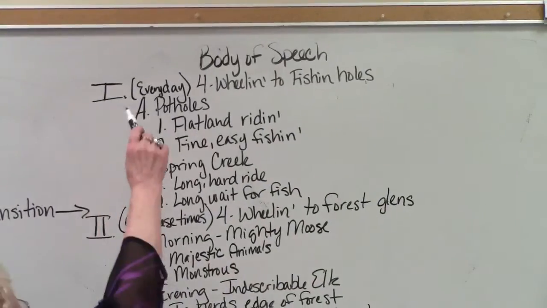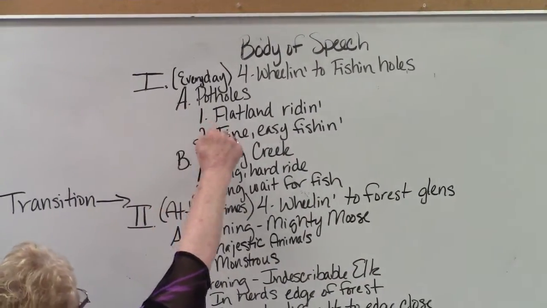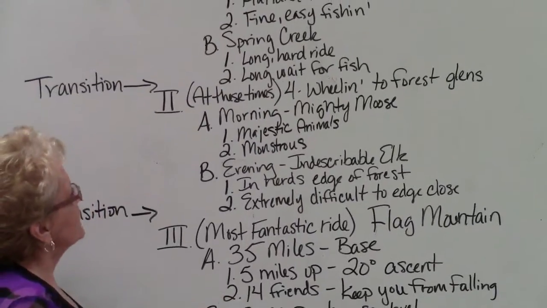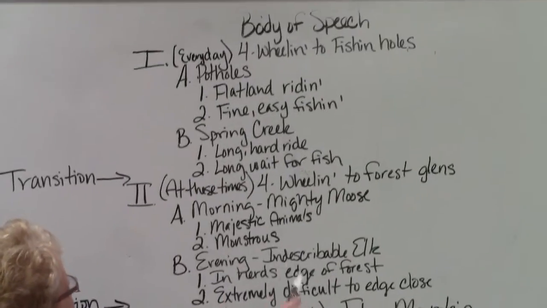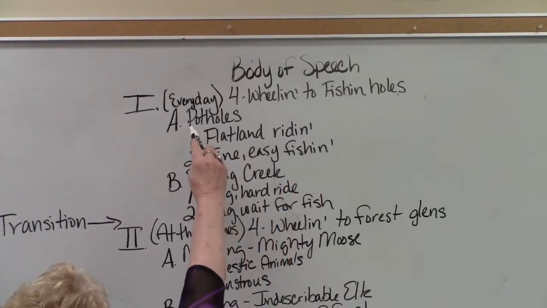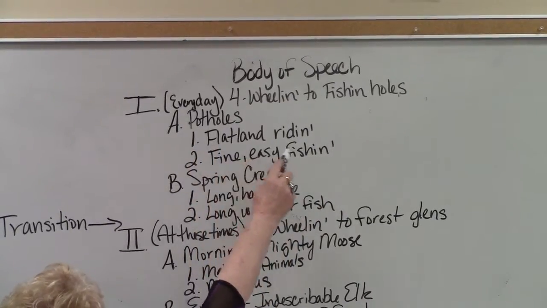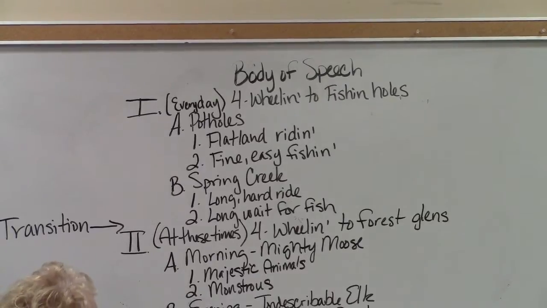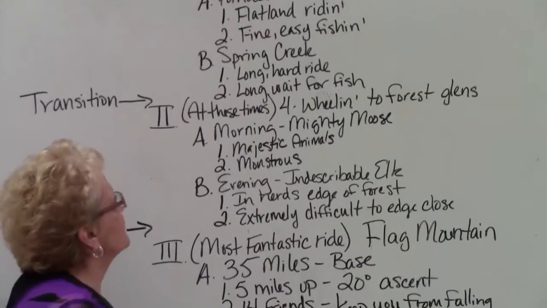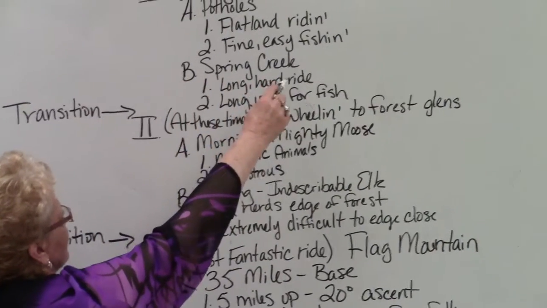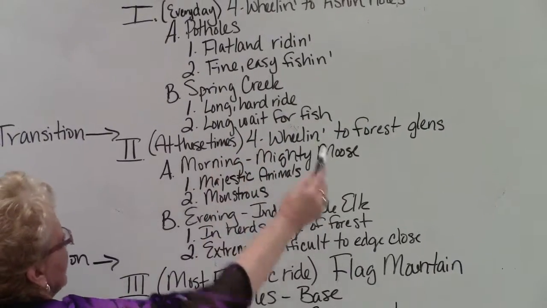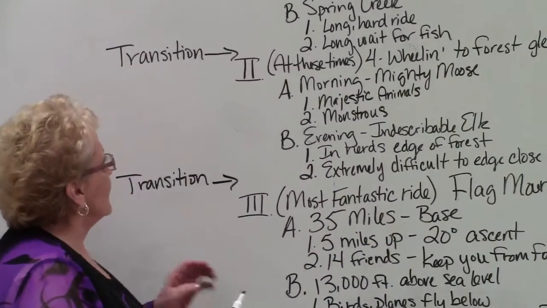Now when you start any of these main points, you have to remember our 4 S's, and so you need a signpost at the beginning. So I arrange the signpost because every day we go four-wheeling to the fishing holes. They're called the potholes, the first places, and it's easy. It's right down a flat land, gravel, and when you get there, the fish are always biting. You can catch plenty. The other place we go is to Spring Creek. So these are the 2 places we go. It's a long, hard ride up over a mountain. That's a long wait for a fish to bite or even to catch one.